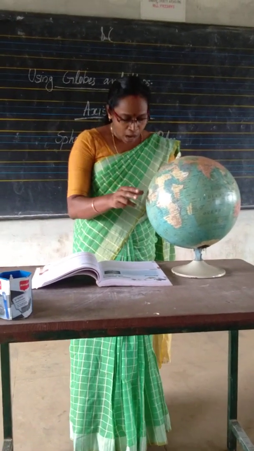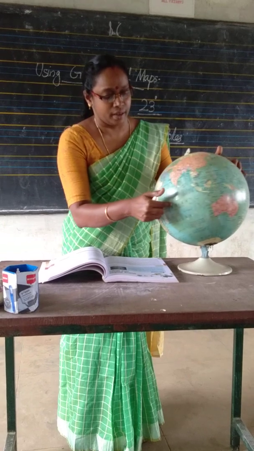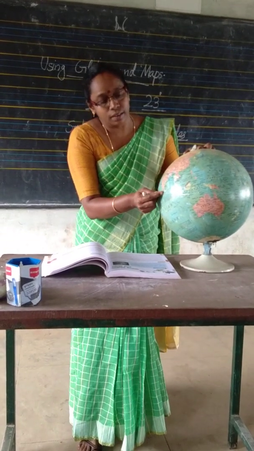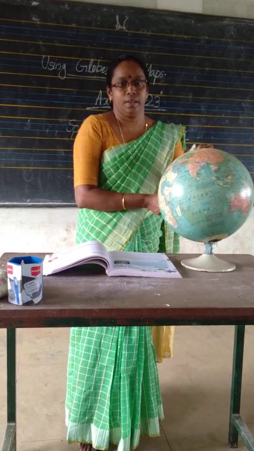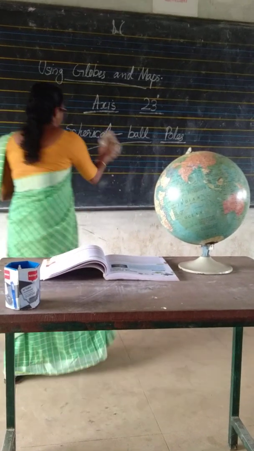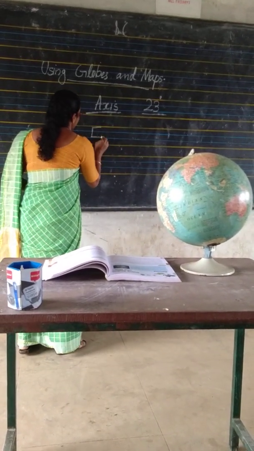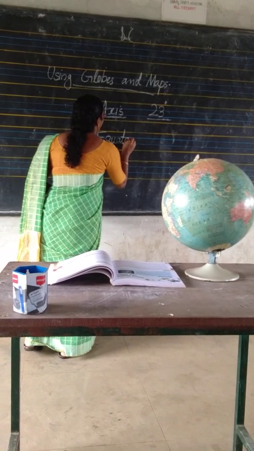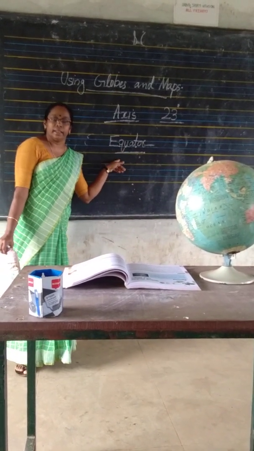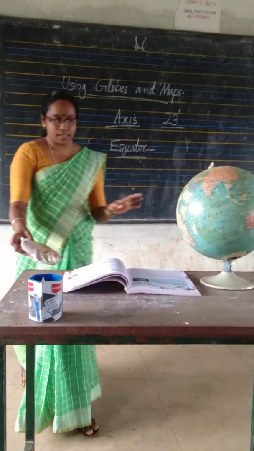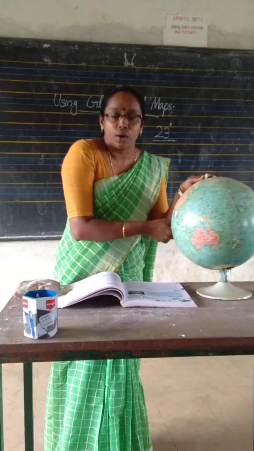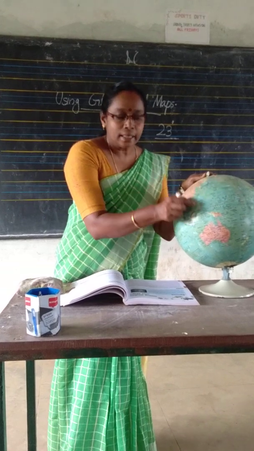Okay. Then halfway between the poles is the equator. See? An imaginary line passing just in the center of the earth. That imaginary line is called equator. The imaginary line which passes through the center of the earth is called equator. This equator divides the earth into two equal halves. When you come close to the globe, you can see an imaginary line passing in the middle of the globe and the earth, that is equator.